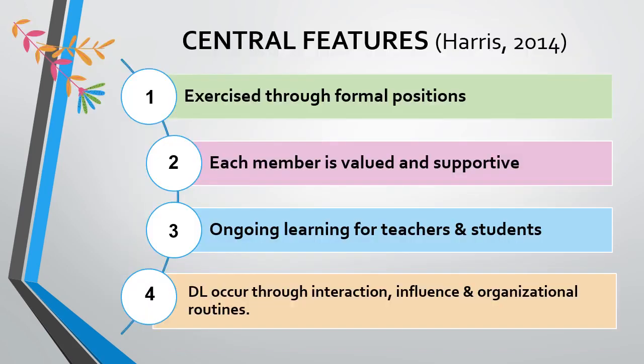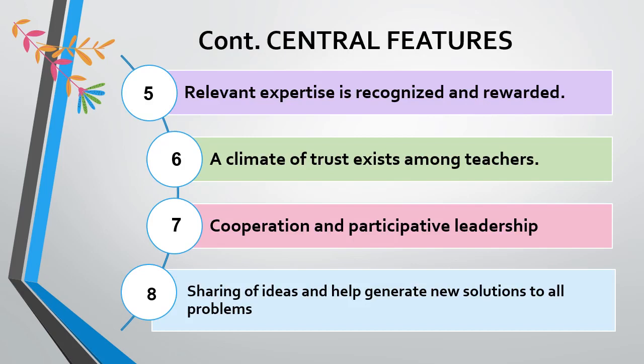The central features. The key features of distributed leadership models, according to Harris 2014, are: Number 1, distributed leadership may be exercised through formal positions as well as informal roles and actions. Number 2, each member is valued and supported in their professional practice. Number 3, ongoing learning is considered to be the norm for teachers as well as students. Number 4, leadership occurs through interaction, influence, practice, and organizational routines. Number 5, relevant expertise is recognized and rewarded.